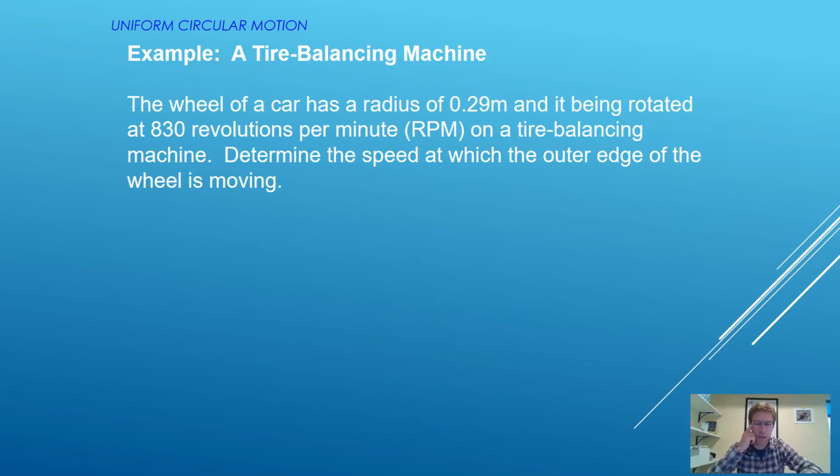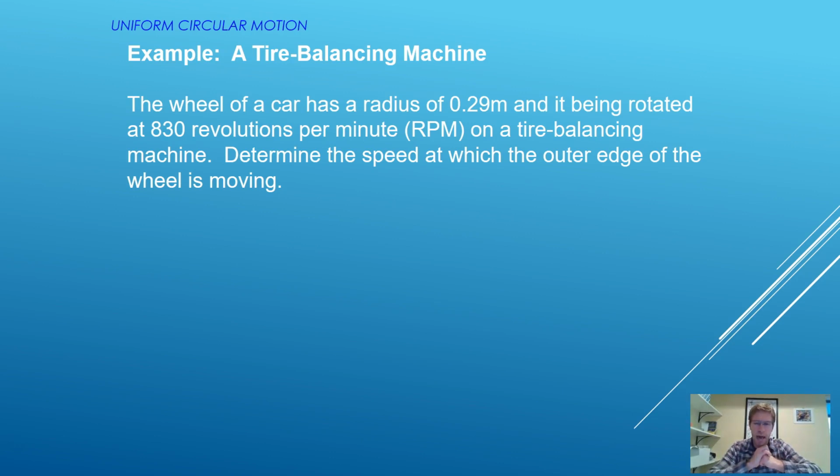Let's do a quick, simple calculation example. Make sure you guys understand this stuff. Imagine you go to get your tires balanced. Let's say your tires have a radius of 0.29 meters. So it's almost 0.6 meters across. They're being rotated on this device. They get them spinning so that they're rotating at 830 revolutions per minute.